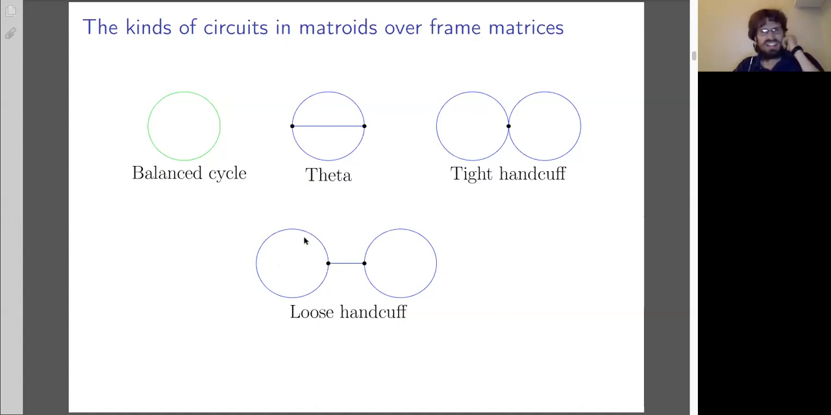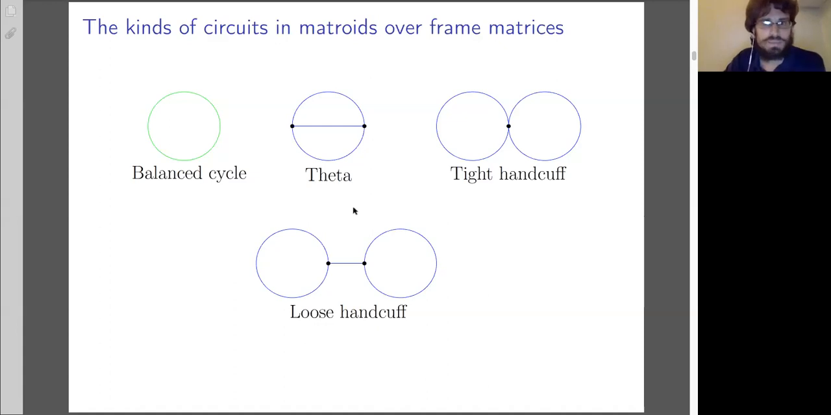The loose handcuff, that consists of 2 cycles together with a path between them. And then the theta, which, if you take a subdivision of this, just gives you 2 vertices and then 3 paths between them, which are disjoint except at those 2 vertices. So edge sets of each of those kinds of things in the graph will give you circuits.